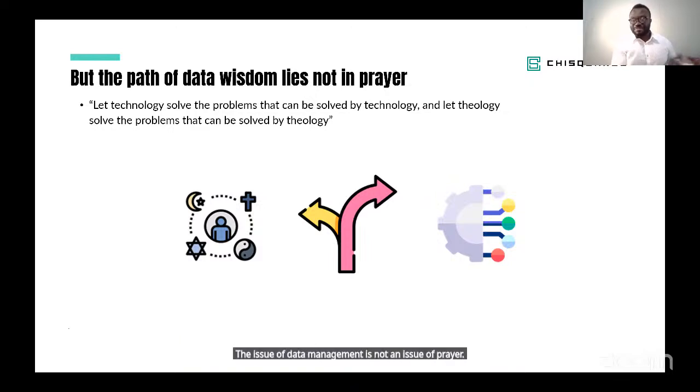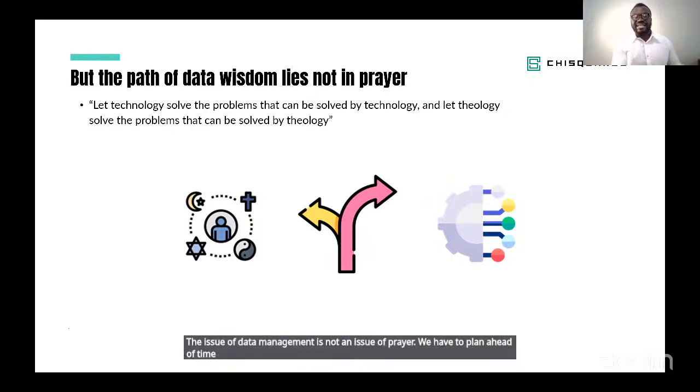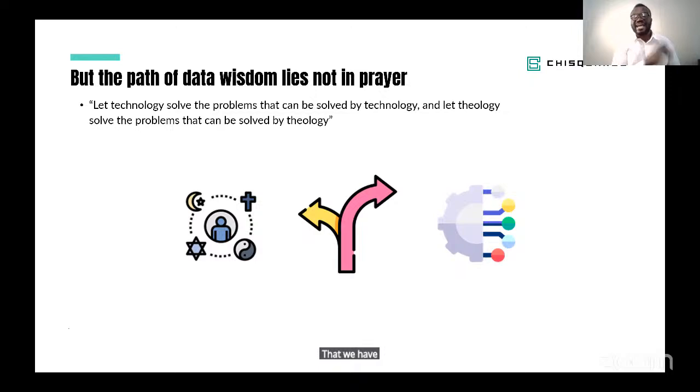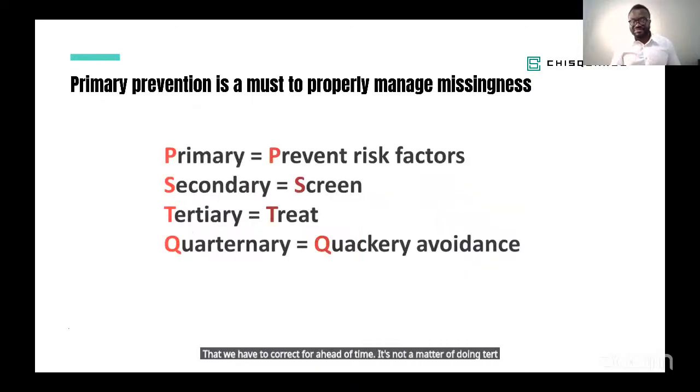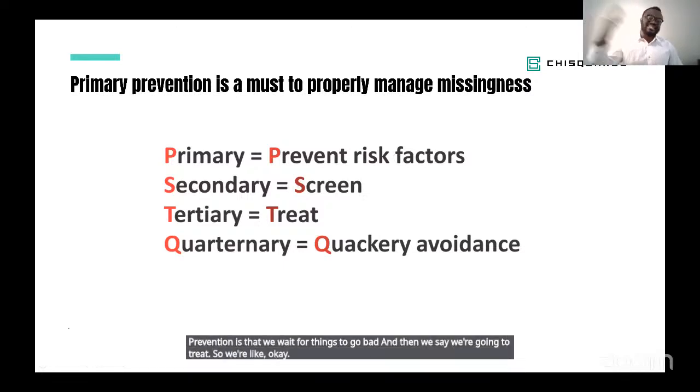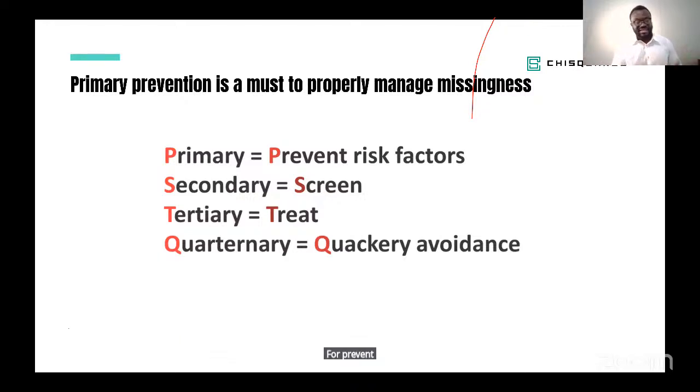We have to plan ahead of time and realize that here are the issues that give rise to bad data that we have to correct for ahead of time. It's not a matter of doing tertiary prevention. Tertiary prevention is that we wait for things to go bad, and then we say we're going to treat. So, okay, let the patients get tuberculosis, and then they'll come and then we'll treat them. That's bad, right? For preventable conditions, every case that shows up in hospital is a failure of prevention.